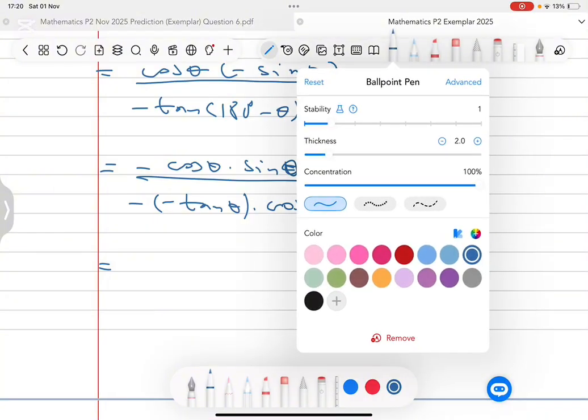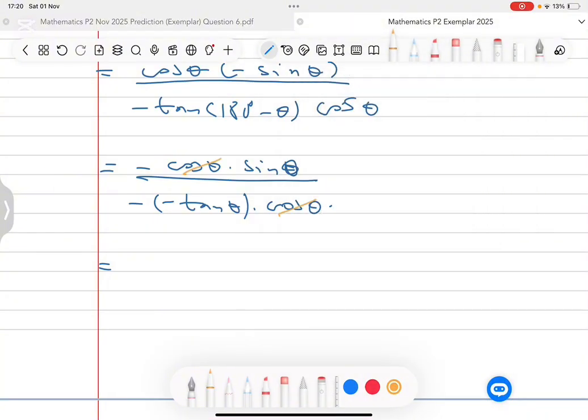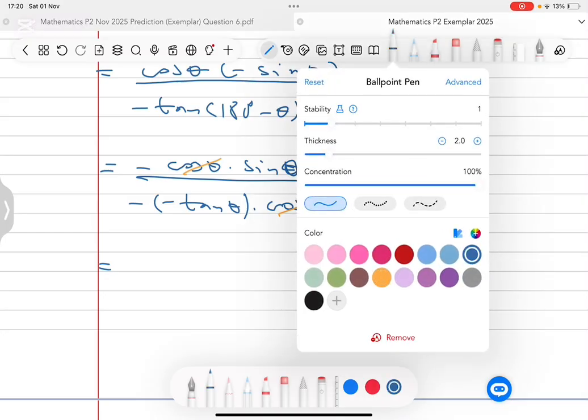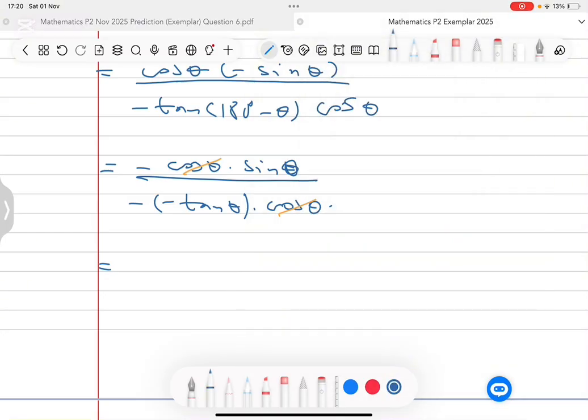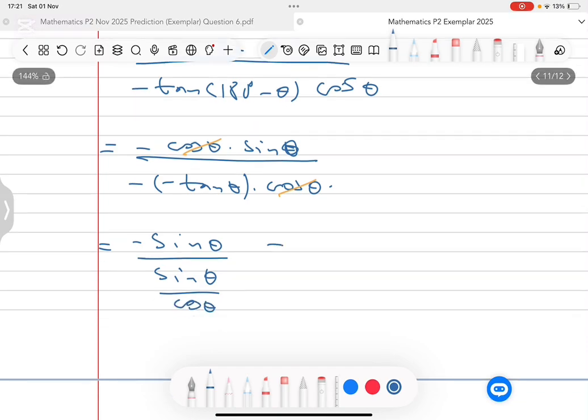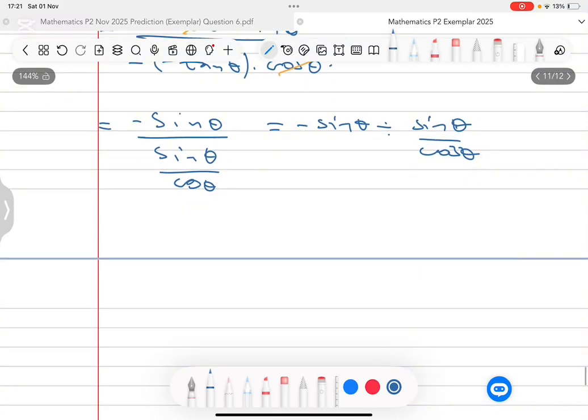Here I can really see that my cos and cos cancel each other out, so that I'm left with negative sine theta divided by, I'm going to then change this to a sine theta cos of theta. And really this is the same as having negative sine theta divided by sine theta over cos theta, just to write it a different way so that it can be appealing to some of you.